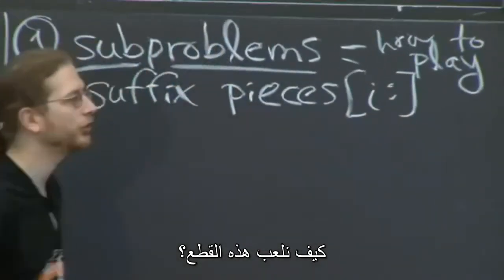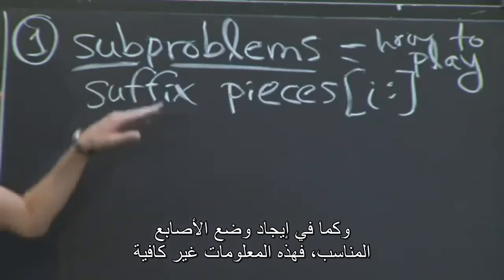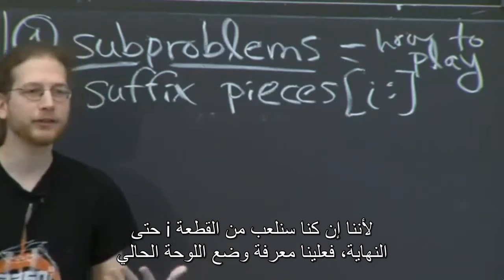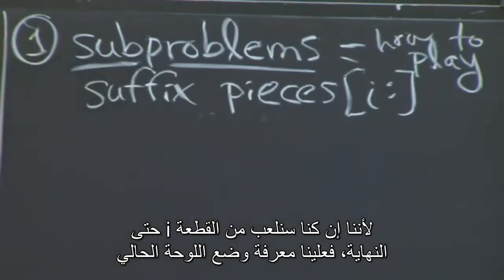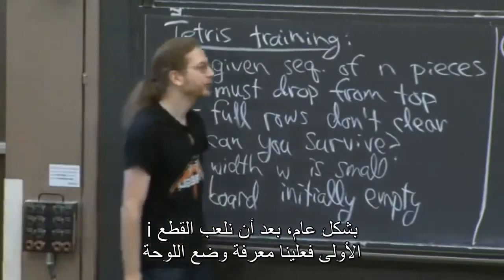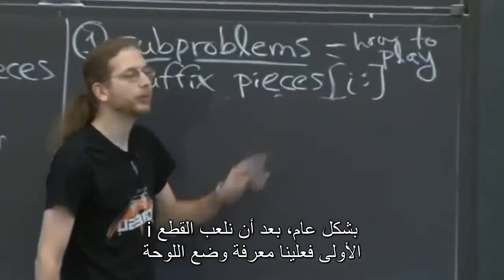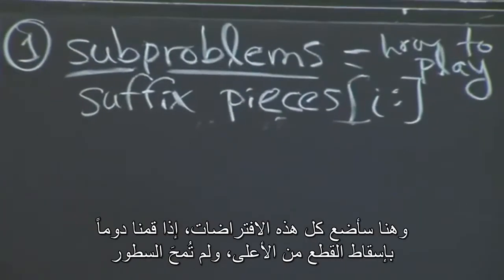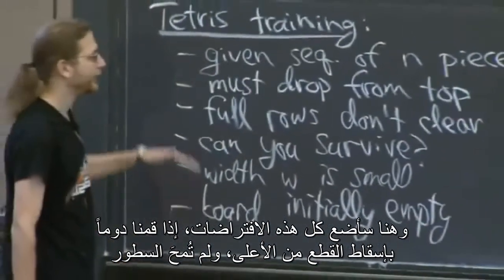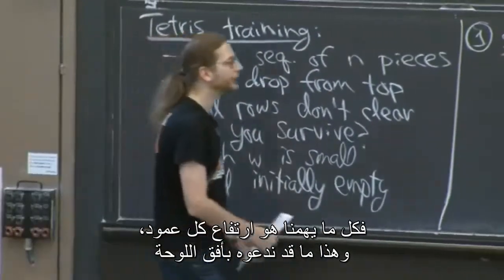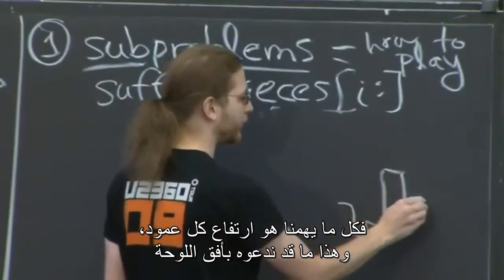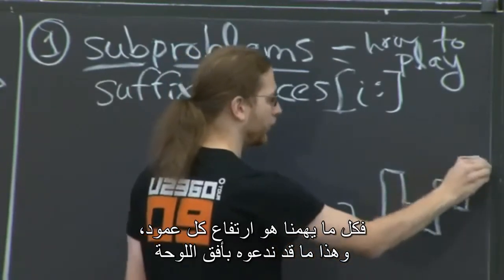Just like fingering, this is not enough information. Because if we're going to play from pieces I onward, what we need to know is what the board currently looks like. I said here the board is initially empty. That's not going to be the case after you place the very first piece. So in general, after we've placed the first I pieces, we need to know what the board looks like. And here's where I'm going to use all of these assumptions. If you always drop things from the top, and rows don't clear, then all you really care about is how high each column is. This is what you might call the skyline of the board.